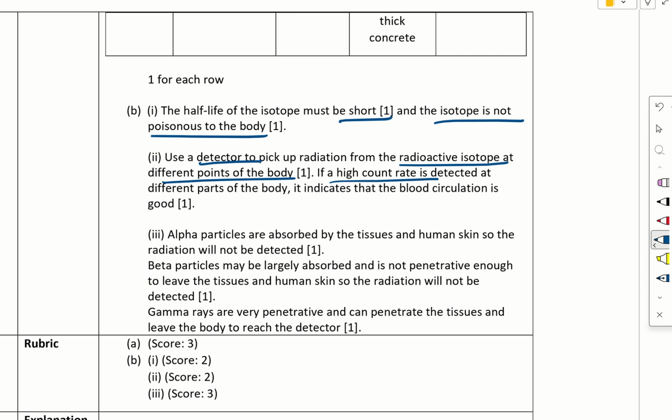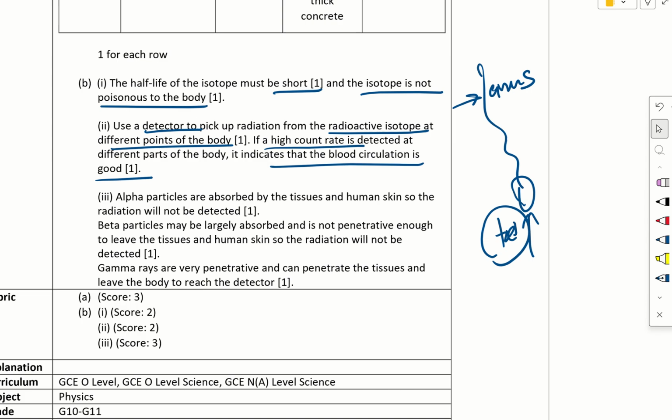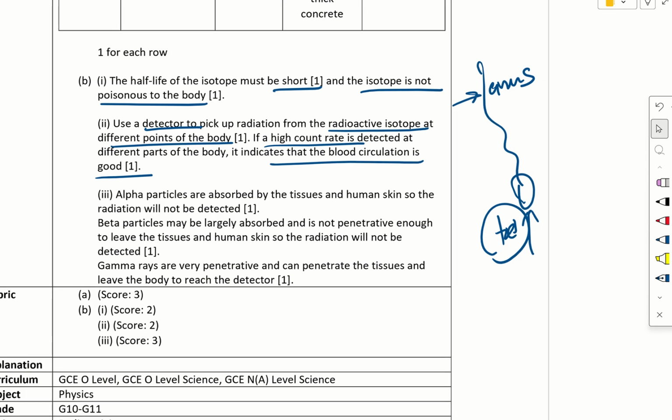If a high count rate is detected, it indicates that the blood circulation is good. If the blood circulation is poor, then if I inject into this part of the body, it doesn't travel down to the other part of the body. So maybe this is my arms and this is my toes. At my toes, I don't see a high count rate. It means that the blood circulation may not be so good.